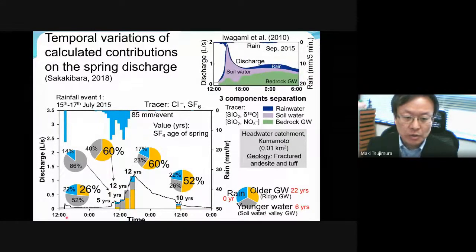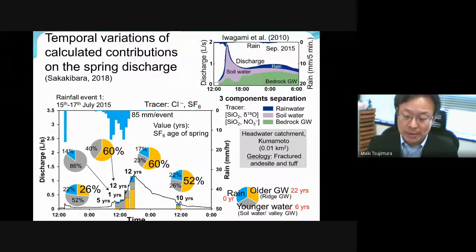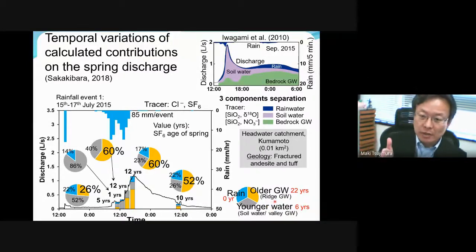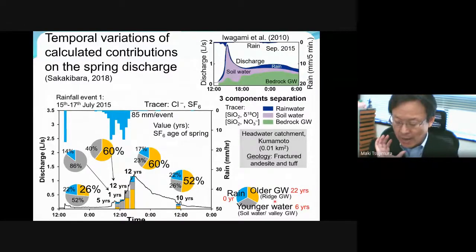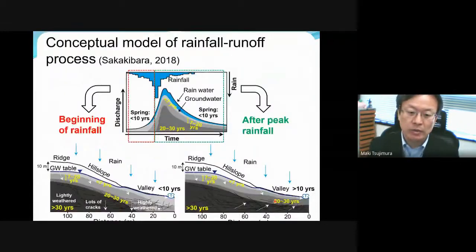During the rainstorms, the contribution of the older water with 22 years would be the largest at the peak discharge. More than 50% of the water comes from the older groundwater with 22 years. So we could add the age to the groundwaters contributing to the stream water flow.